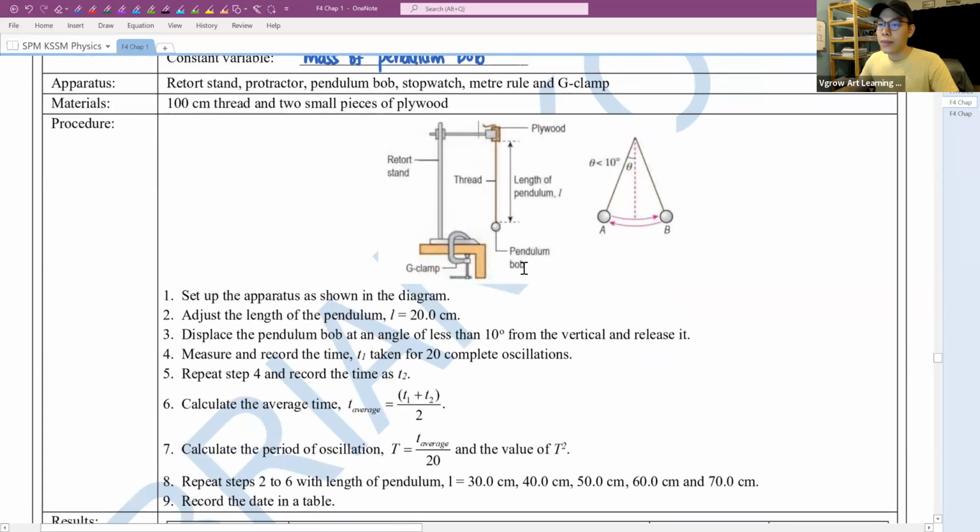Okay, number one, set up the apparatus as shown in the diagram. Now we are writing the procedure. So we draw a diagram to show you very clearly how it looks like. After we set up, we adjust the length of the pendulum, L, to 20 cm. Then we displace the pendulum. Displace meaning let go of the pendulum at an angle less than 10 degree from the vertical line, and release. This is the vertical line.